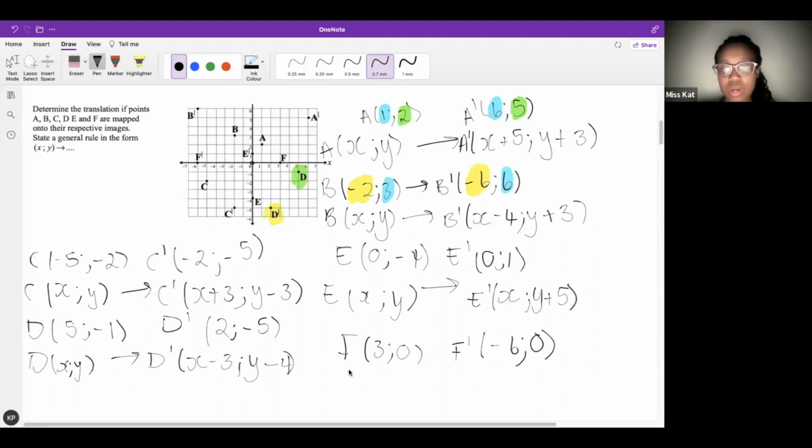And the last one, if F is XY, what's F prime? I think this is the one you guys were doing. Yes, this is the one you guys were doing. F prime will be X minus 9. Do the Y's change? No. So then you'll just write Y.